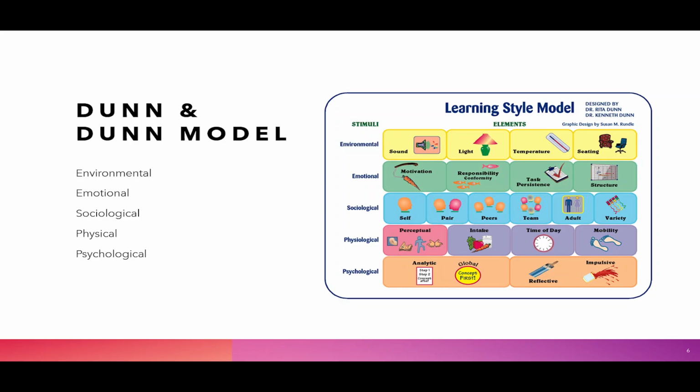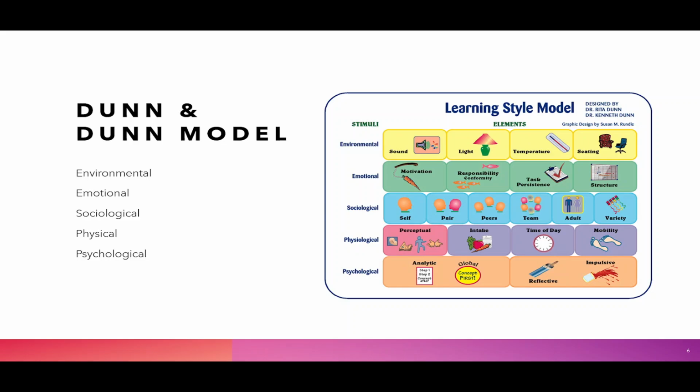The Dunn and Dunn model states that there are 5 stimuli that affect student learning, and they are environmental, emotional, psychological, sociological, and physical. Environmental involves taking stimuli into account and asking where students prefer to learn. For example, some students prefer the formal in-class learning, while others prefer informal learning from home.